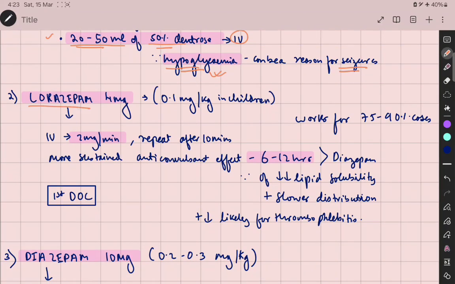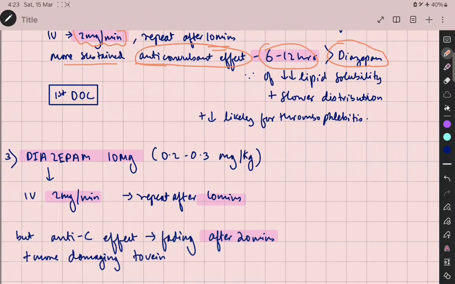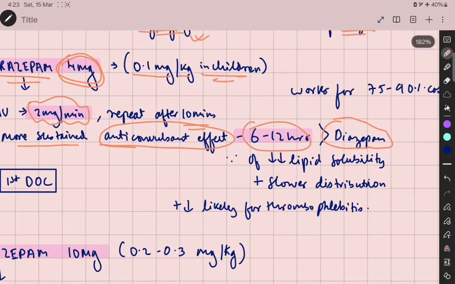Then we give them lorazepam. We give this at a dose of 4 mg, or 0.1 mg per kg in children. We give this at the rate of 2 mg per minute and repeat after 10 minutes. We'll see that lorazepam has a more sustained anticonvulsant effect, that is, it lasts for 6 to 12 hours, compared to diazepam, which lasts for 10 minutes, as you'll see in the next point.